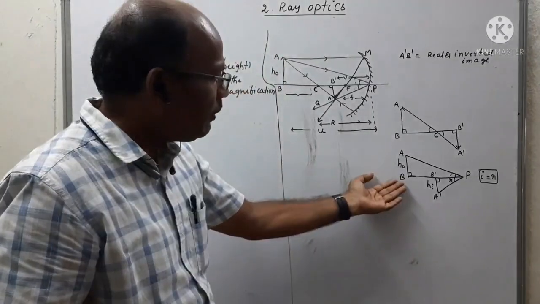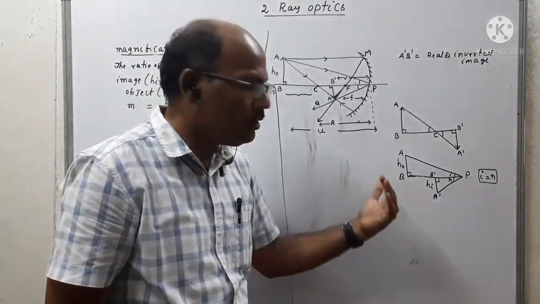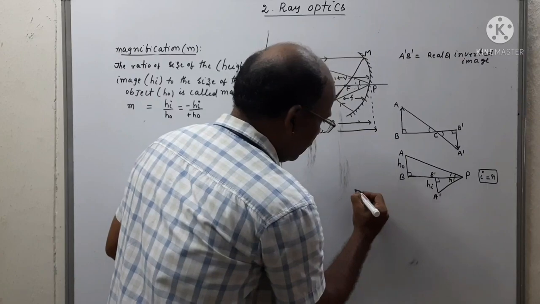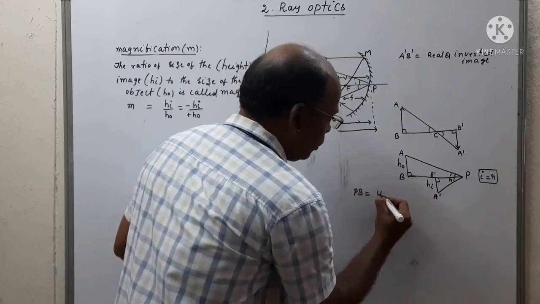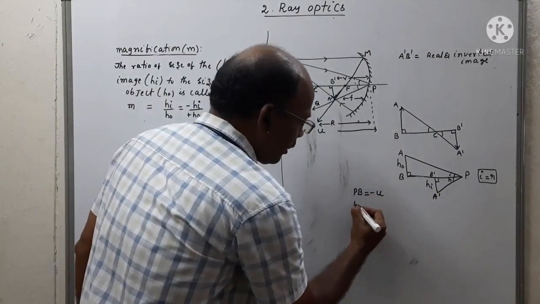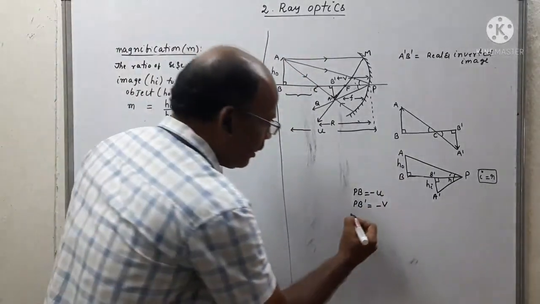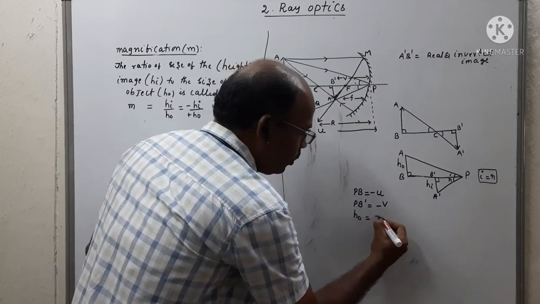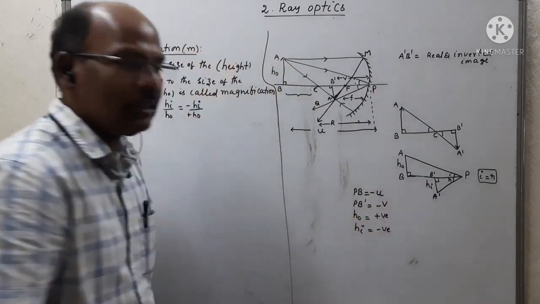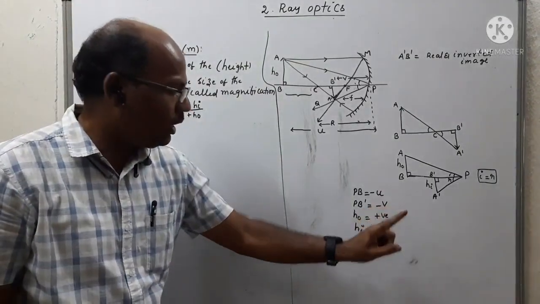According to similarity, we can write the values of h_0 and h_i in terms of object distance and image distance. PB is equal to the object distance, which is measured in the direction opposite to the incident light, so it is minus u, and PB dash is equal to minus v. And h_0 is positive and h_i is negative. These are the sign conventions. Then we write the magnification in terms of u and v.